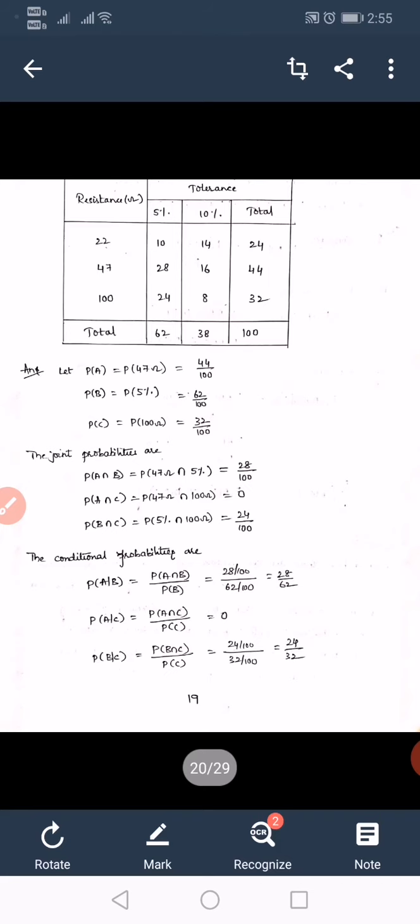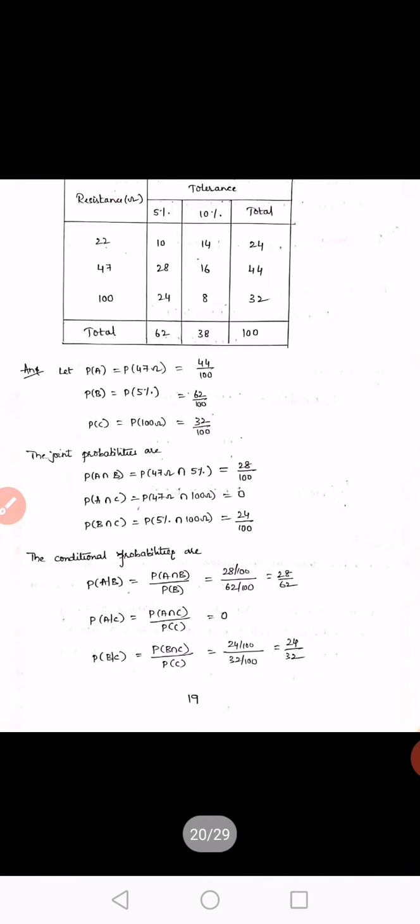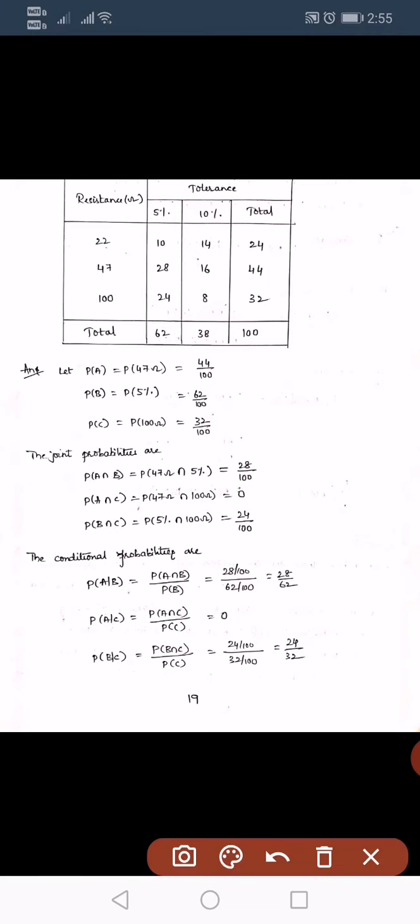Joint probabilities are P of A intersection B, B intersection C and A intersection C. So what is A intersection B? A means 47 ohms, B means 5% tolerance. So this is a 47 ohm resistor with 5% tolerance, which is common, 28. The value is 28. So 28 by 100 for A intersection B.